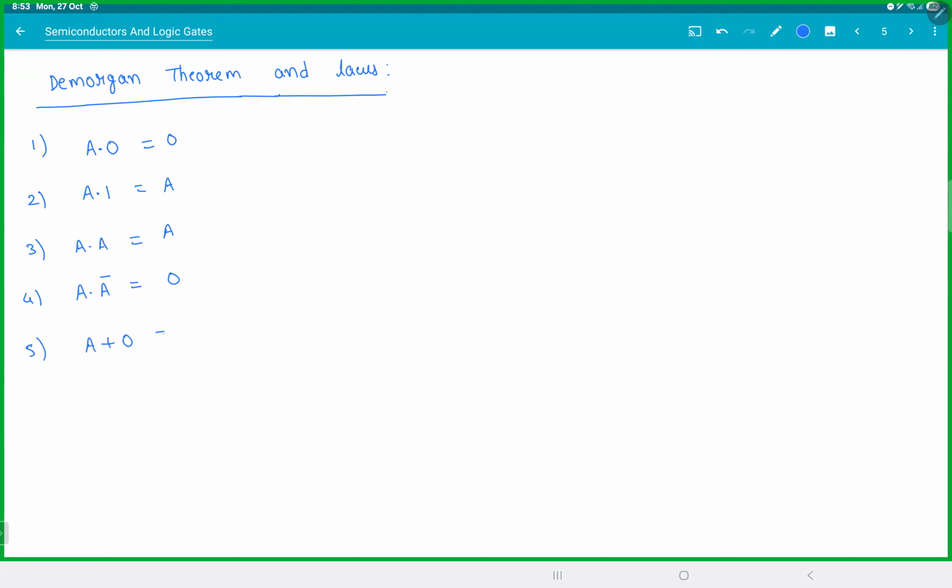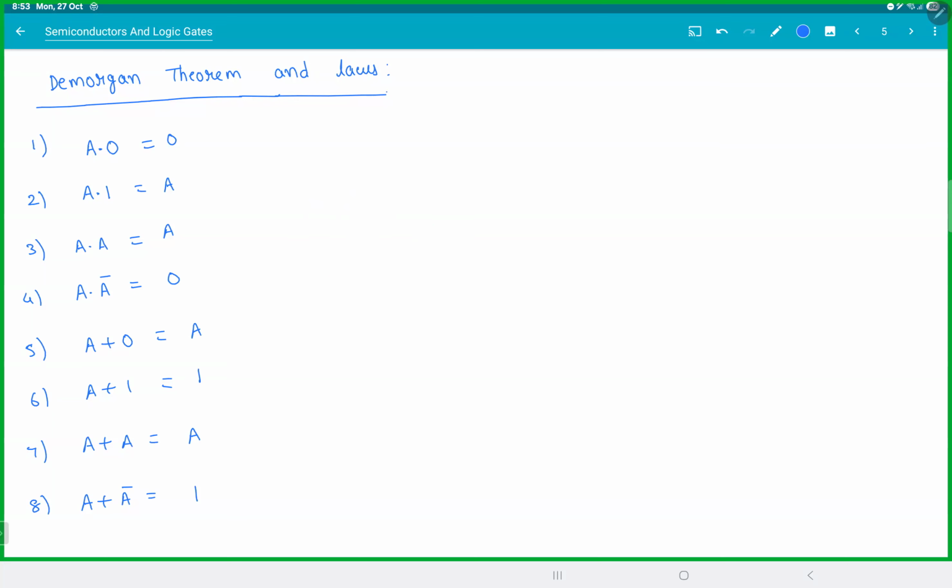Similarly, A plus 0, A plus 1, A plus A, A plus A bar. What do you guys think? Again, plus meaning OR gate. A plus 0. So in an OR gate, one switch is always open. So that is A. If this is 0, 0. If this is 1, it is 1. So A plus 0 is A. A plus 1. In an OR gate one switch is always closed. Means it will be always on. A plus A is A. A plus A bar is 1.